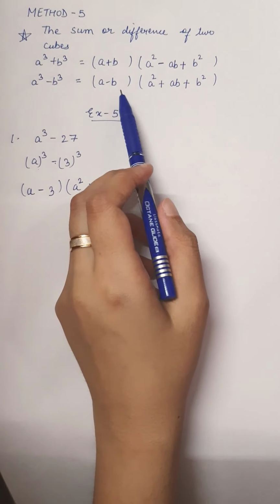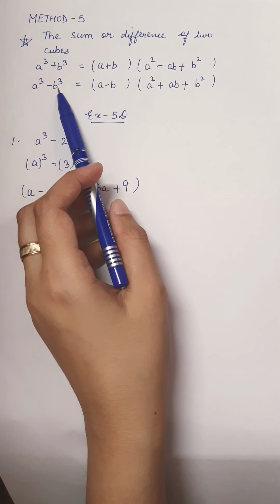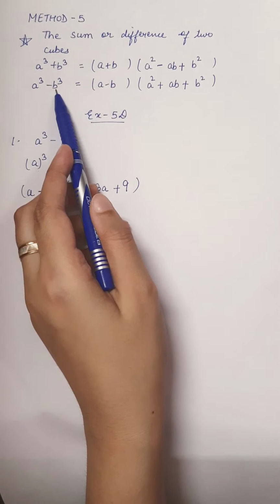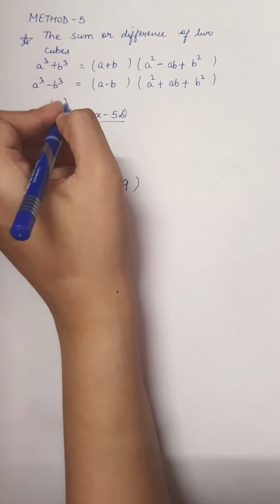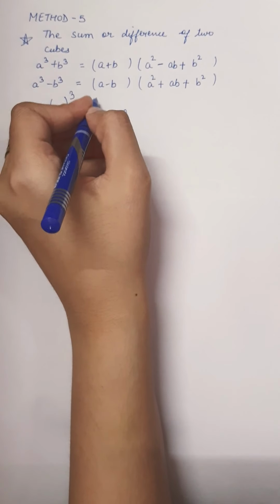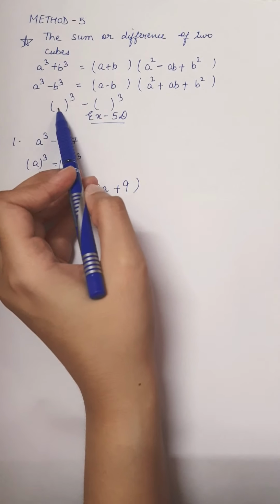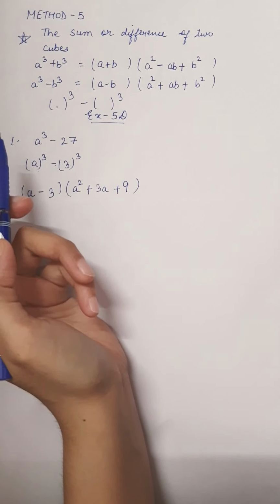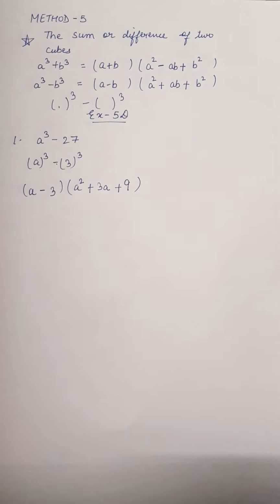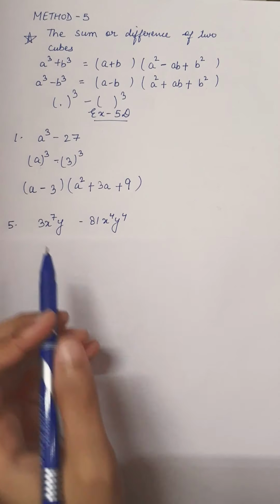Easy. Only you need to remember these two identities. A and b are not just terms or numbers, you can say. A and b are complete brackets in themselves, like cube of something minus cube of something. So in this bracket, it can be an expression, it can be a number, or it can be a single variable. Let's move ahead.